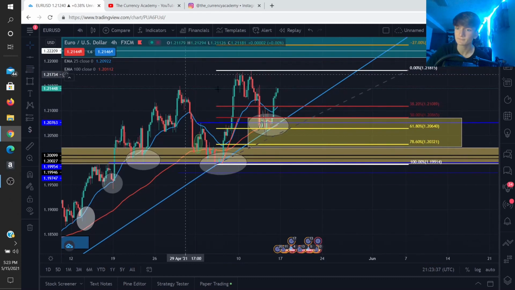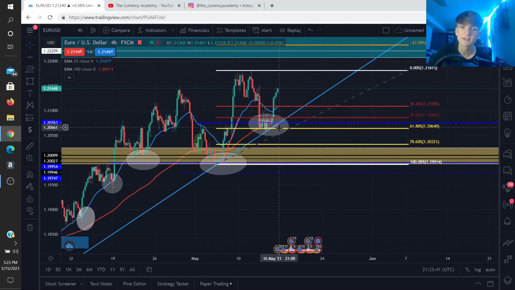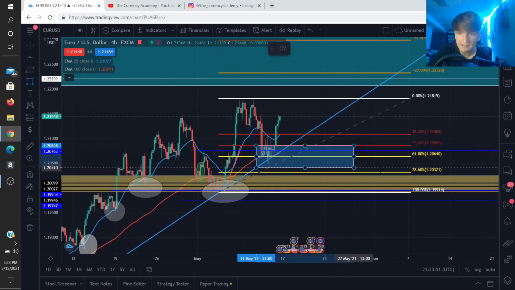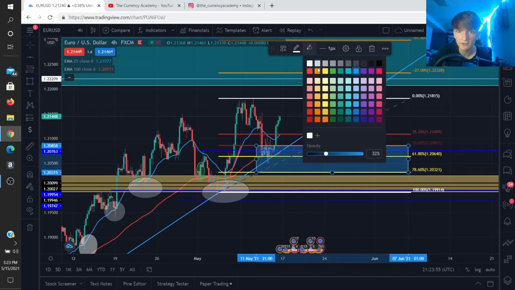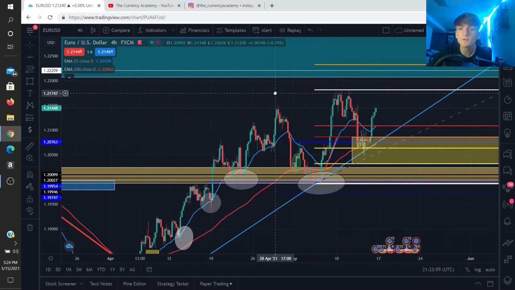Now, this is the golden box. I'm actually going to delete it and draw it on for you guys, just to show you how I would really be thinking about this. I would take this box. Actually, I don't draw it from the 38. I draw it from the 50, from the top of the 50 line to the bottom of the 78. And then I color it in golden because that is my golden box. And then we are going to wait for price.